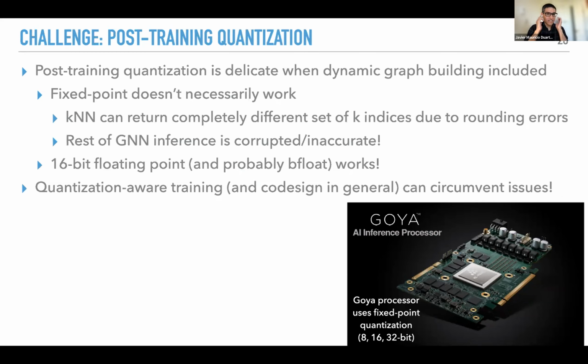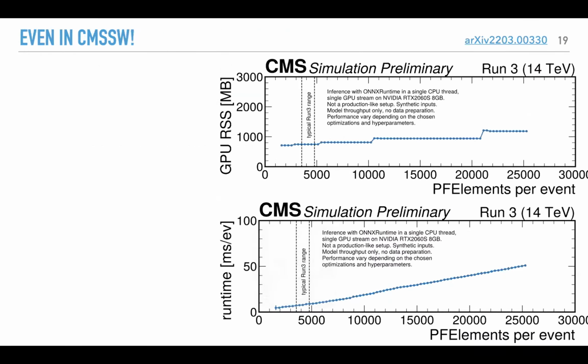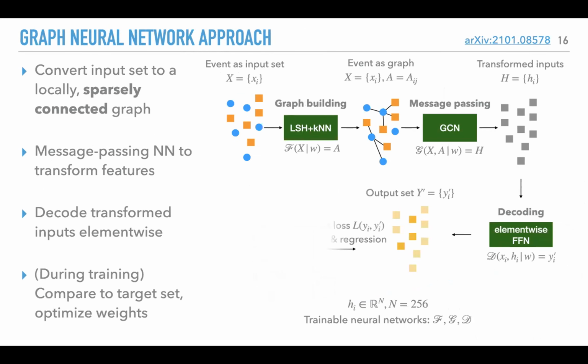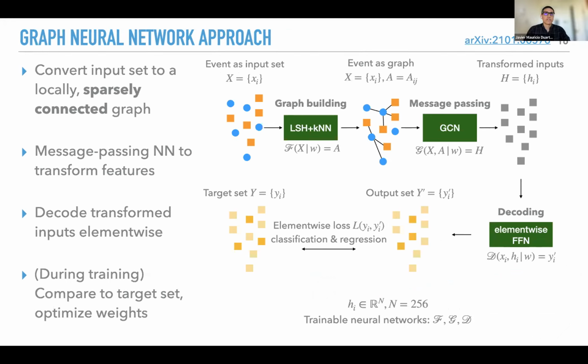Go back to the slide in which you showed the architecture of your network. If you can hear me well; if not, I have to change my microphone. I'm interested to know how many hits you have, typically, in your events. How many nodes do you have? Yeah, good question. The number of PF elements, so tracks and clusters, is typically of order 5,000 or 6,000. And then the number of output particles is of order 1,000.